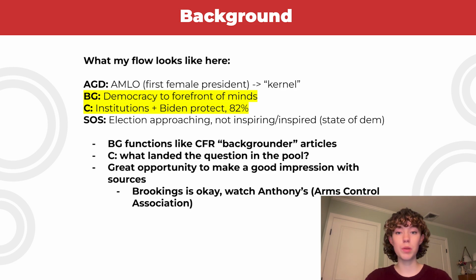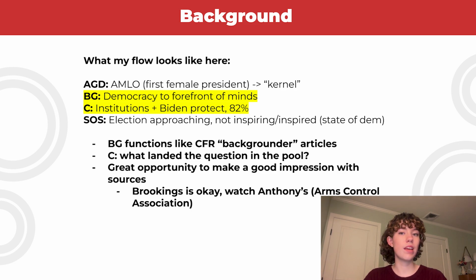So, background. The first component of the entire background functions a bit like the Council on Foreign Relations backgrounder articles that you probably have come across at some point during prep. It's the big overarching textbook context of how we got here. In this particular case, mine is pretty broad. I'm talking about how recent controversies surrounding democracy have brought that as a voting issue to the forefront of many Americans' minds. So, okay, why are we talking about democracy? Why is this relevant? What has happened that has caused us to somewhat get here?